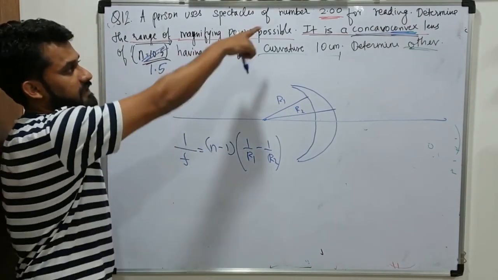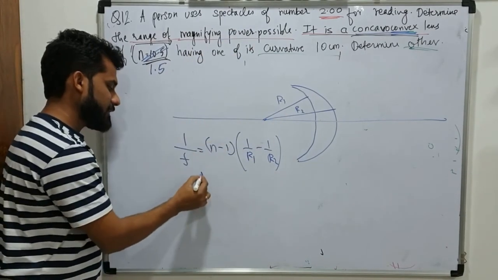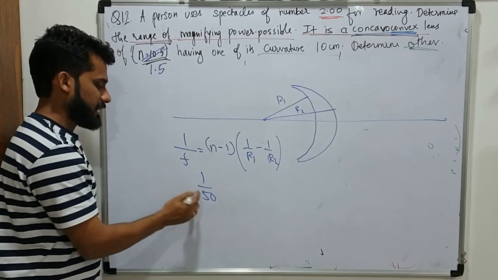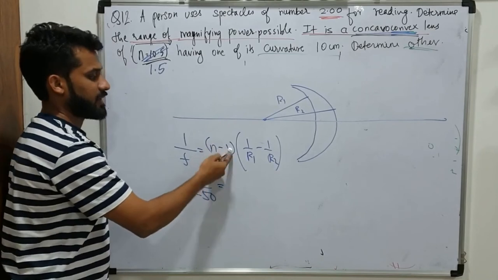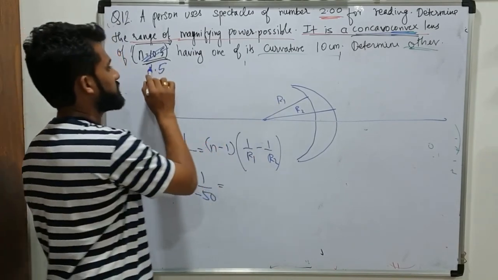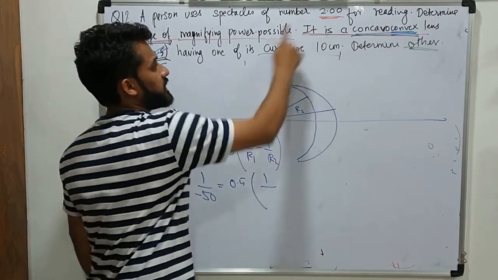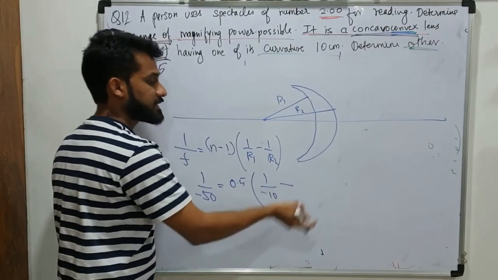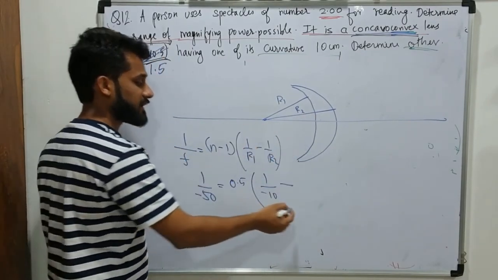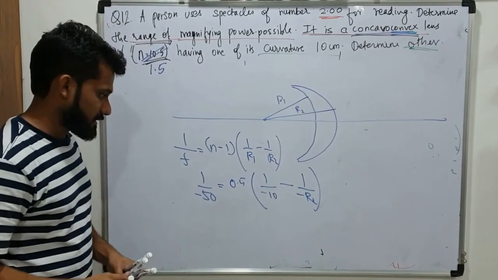Now I will put in the values. The focal length we calculated in the first part was 50, but since the focus is on the left side, it will be minus 1 by 50, the minus sign because the focus is on the left side, equals N minus 1. The refractive index is 1.5, minus 1 is 0.5. Times 1 by the first radius of curvature, which is 10 but on the left side, so minus 10, minus the second radius of curvature, which is also on the left side, so again minus R2. Now we will solve this expression.